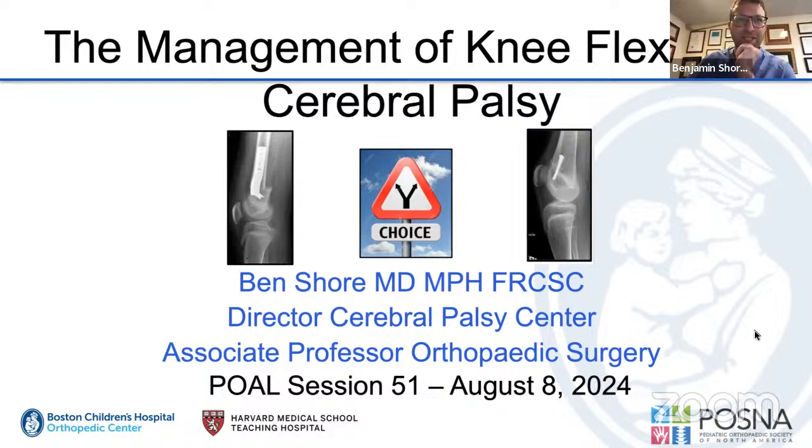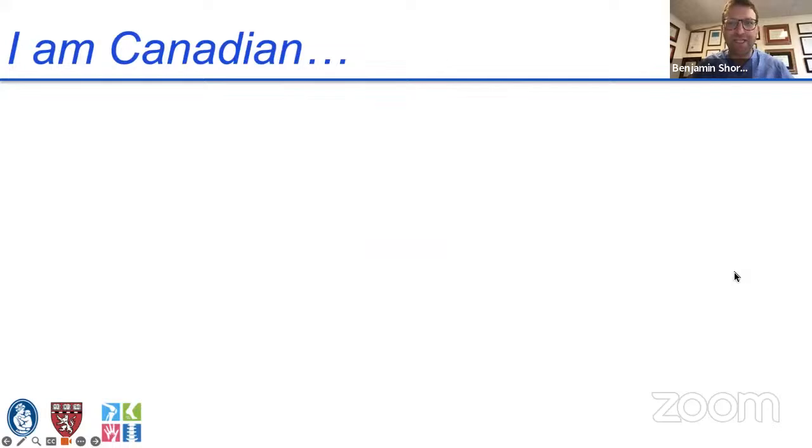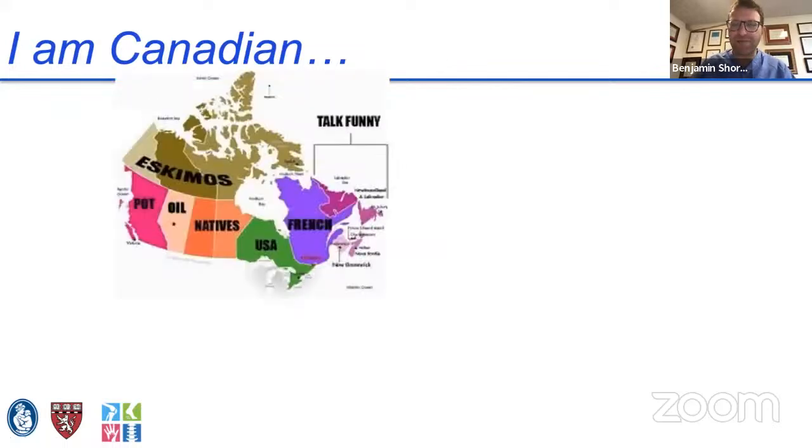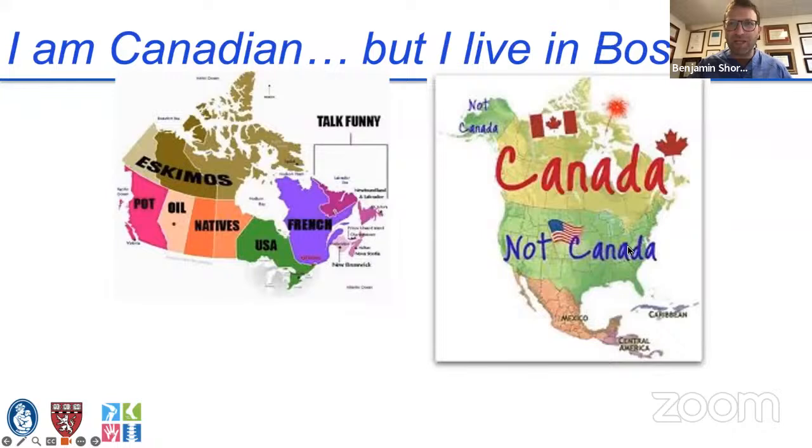Just to give you a little bit of background about myself, I grew up in Canada, although I'm living in Massachusetts. I grew up in the green part of Canada. I went to school out in the pink part, and my wife is from this purple part over here. But now I live in Boston, and I actually just got my U.S.